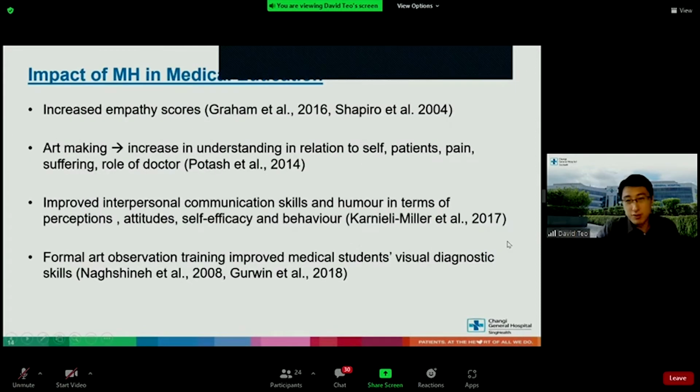Right, so just at a glance, some of the research findings of the impact of medical humanities in medical education. Students have been shown to have greater empathy scores. Art making has been shown to increase understanding in relation to the self, patients, pain, suffering, as well as the roles of doctors in healthcare. Students also have been found to have improved interpersonal communication skills and humor, in terms of perceptions, attitudes, self-efficacy, and behavior. And formal art observation training has been shown to improve medical students' visual diagnostic skills.